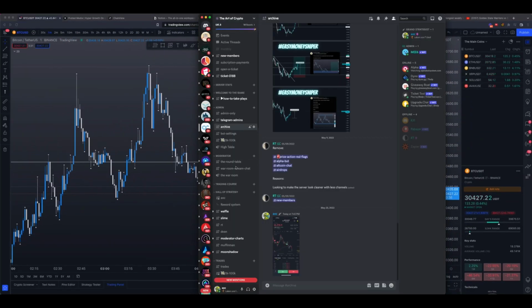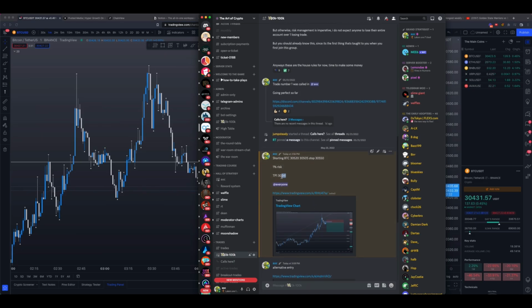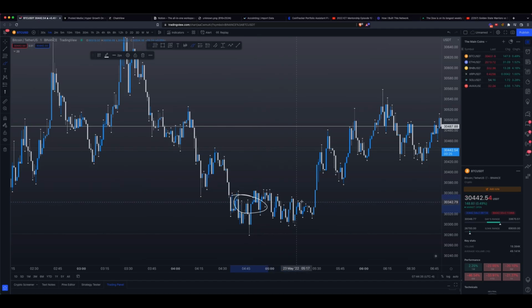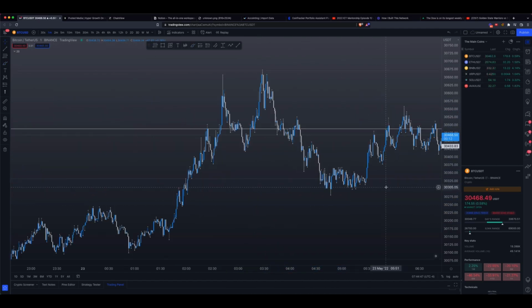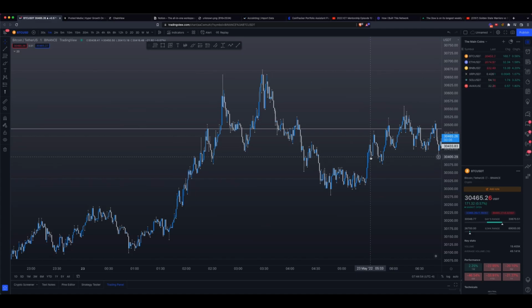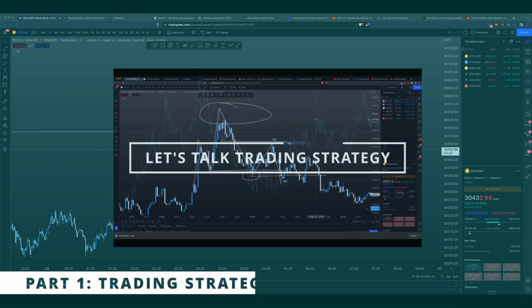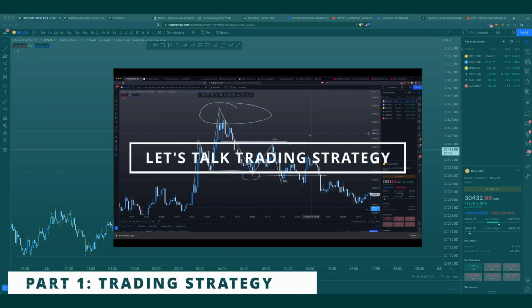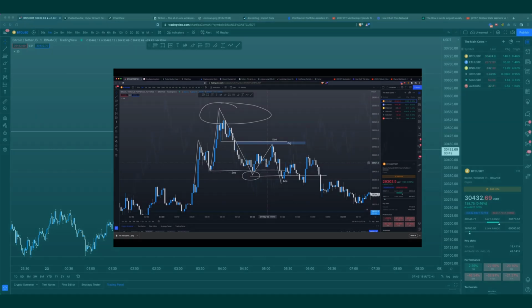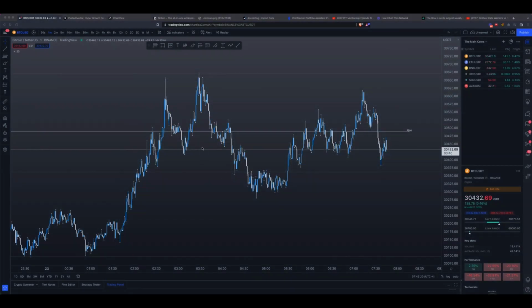Going back to the 10k to 100k challenge, you can see that the TP was 30341, which is pretty much at the bottom, right there. And you can see that price reversed after hitting that level. This is pretty much episode 3 into my trading methodology and the bread and butter setup that I look for on a day-to-day basis. If you haven't already watched episode 1, where I lay down exactly what I'm looking for in order to generate consistent profits, you're going to want to watch that first.